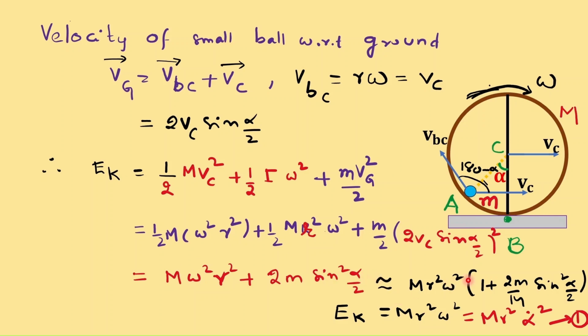Take M r square omega square as common, then we will get this term. Here, for small amplitudes, alpha is very small, therefore sin square alpha by 2 is neglected. Finally, we get the kinetic energy is equal to M r square omega square for this system. Omega can be written as alpha dot square.